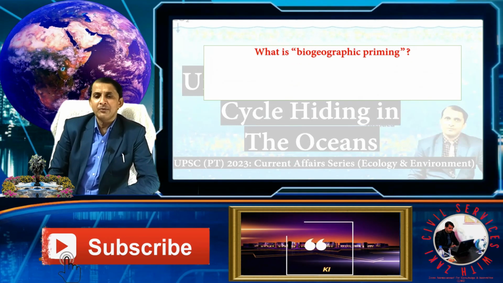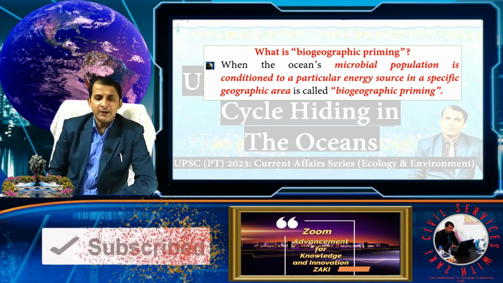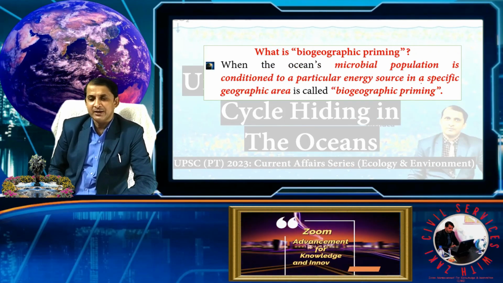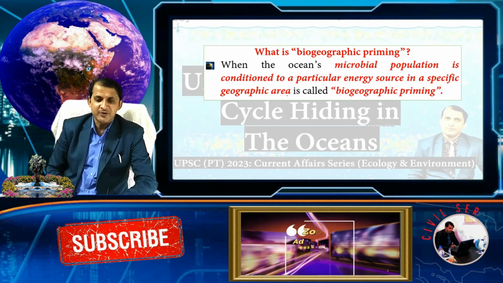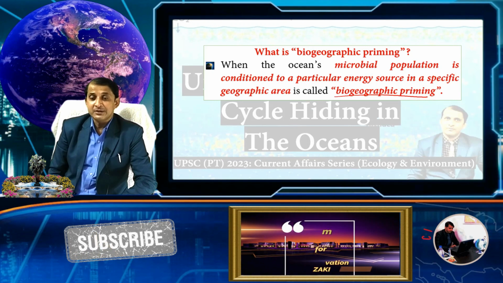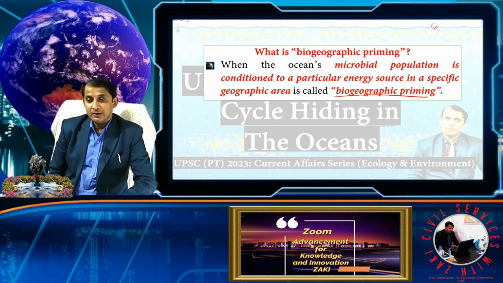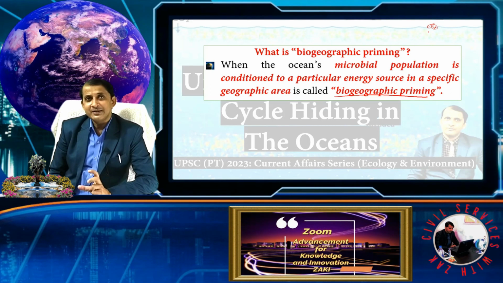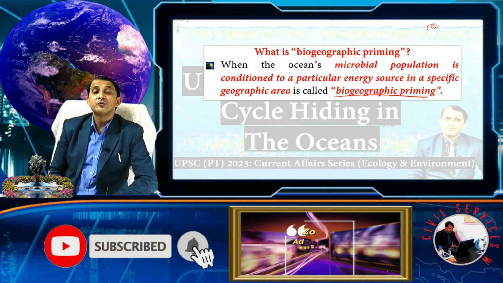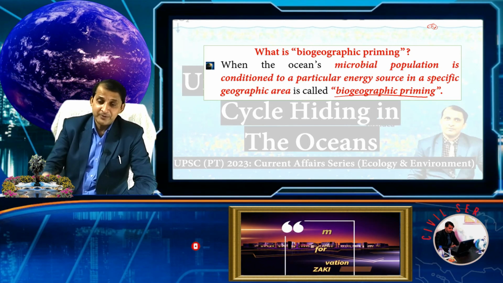So see, what is biogeographic priming? When the ocean microbial population is conditioned to a particular energy source in a specific geographical area, it is called biogeographic priming. It means some bacteria are present here and confined to this area only, due to some energy resources and all that. So these areas, for that bacteria, are called biogeographic priming.